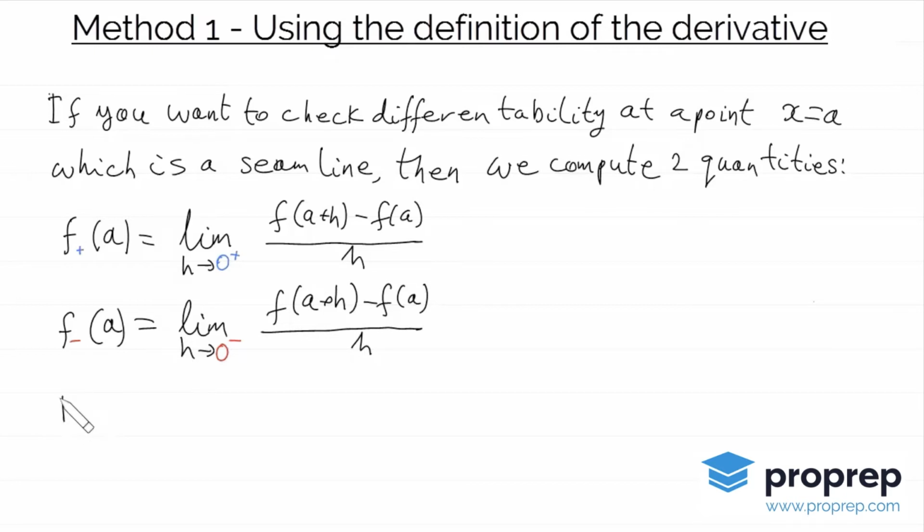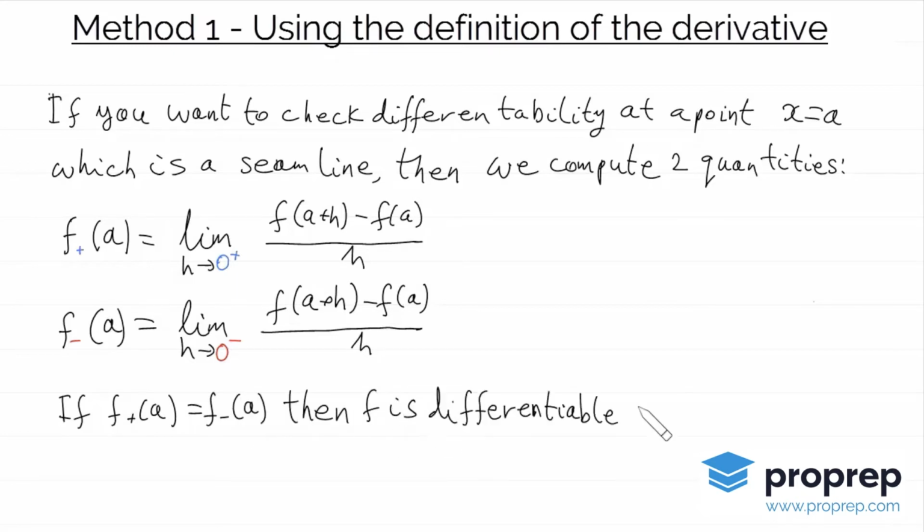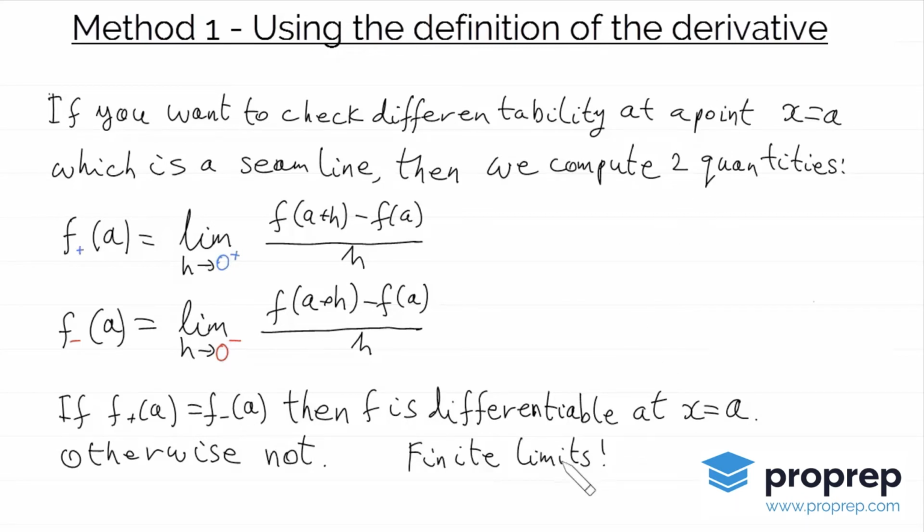Now, if these two, the right derivative and the left derivative, are equal, then f is differentiable at x equals a. Otherwise it's not differentiable. There's something I have to stress here, may not be obvious. When I say that these limits are equal, I mean that they're also finite, not infinite. What I need are finite limits. So please remember that infinity does not equal infinity necessarily.